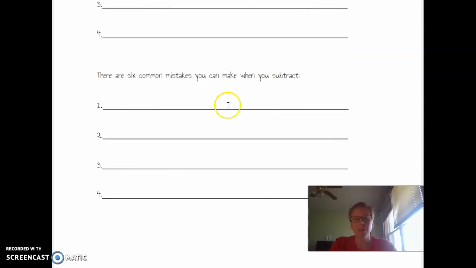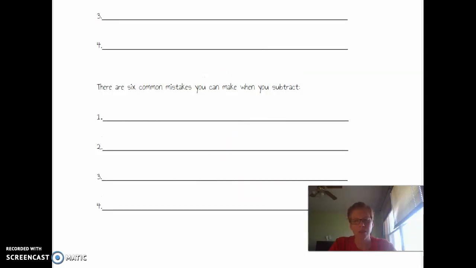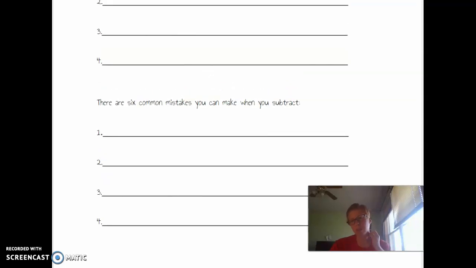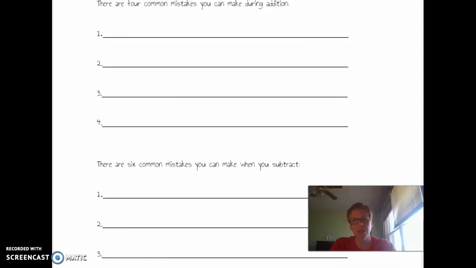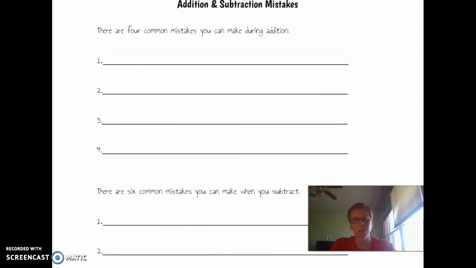And then at the bottom, when you watch the subtraction video, you will write down the 6 common mistakes you can make when you subtract. So make sure you do not lose this piece of paper as you go from this video to the subtraction video, and make sure that you write down each of the mistakes for addition and subtraction so you can get credit for it. All right, let me get a problem up on our screen and we'll talk about mistakes you can make when you add.